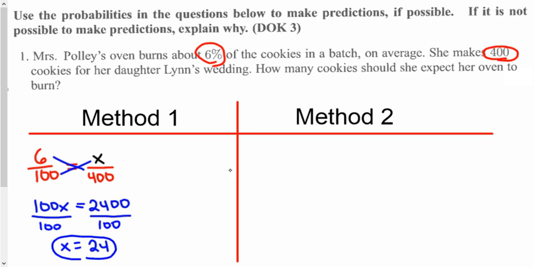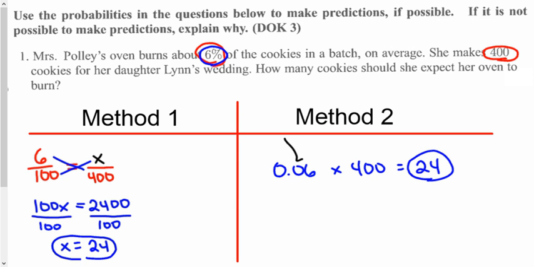Now, another way that we can do it is by using the 6% again. We can take that 6%, write it as a fraction, and then turn that into a decimal. Or you can just understand that 6% is the same as 0.06. Then we can multiply that by 400, and we would also get 24 cookies. So if you know the percentage, turn it into a decimal and then multiply it by the total, and you'll find out your answer that way.